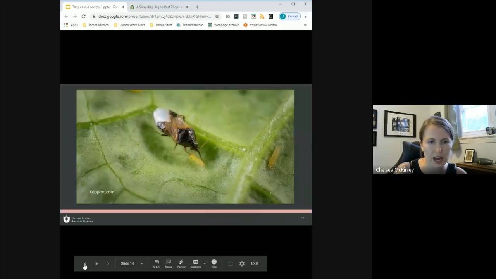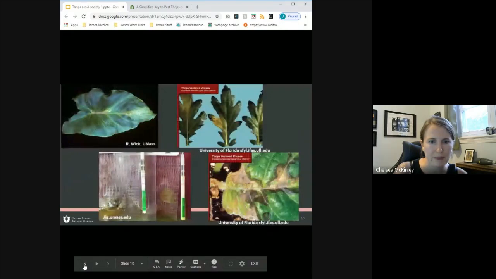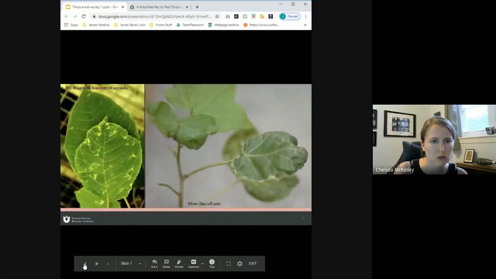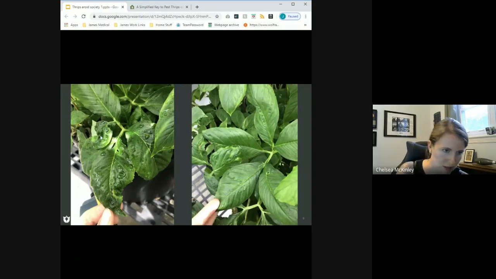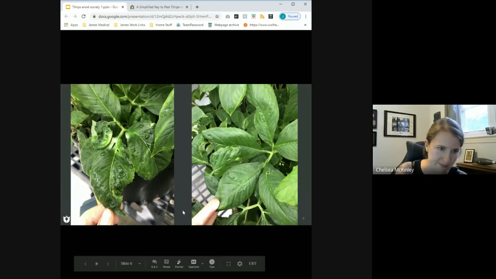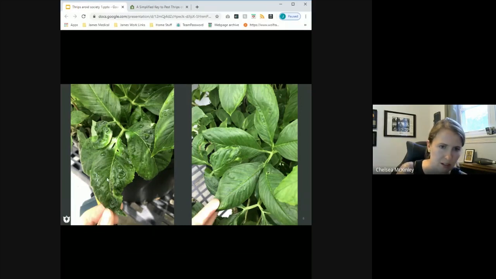A lot of times you'll just have, sometimes it'll be brown, sometimes it'll be silver. Other times, like on this plant, there's hardly any silver coloration. It's just mostly distortion and a little bit of necrosis and chlorosis. But yeah, so that's what makes thrips damage one of the trickier things to identify, because it can be so diverse in what it looks like.